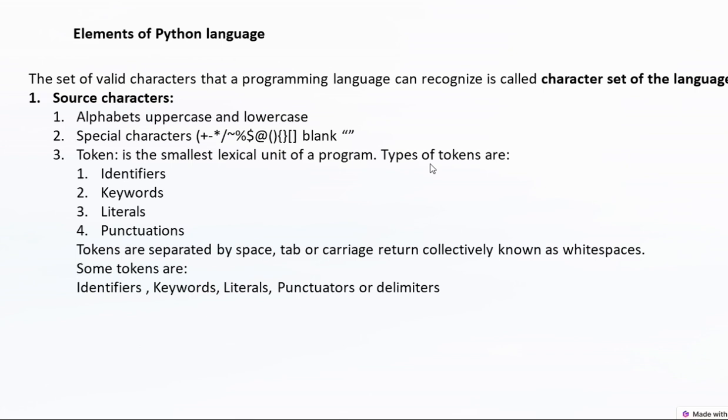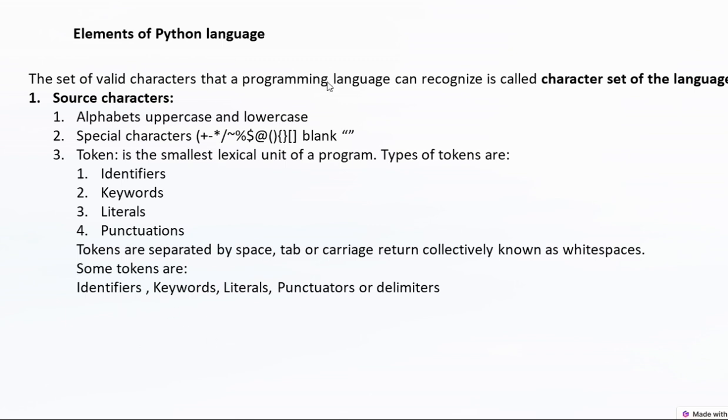Token, we have the concept of token. We will see what is token. It is actually the smallest lexical unit of a program. There are different types of tokens. We will see in the next few slides: identifiers, keywords, literals, punctuations, and tokens are actually separated by space, tab, or carriage returns.